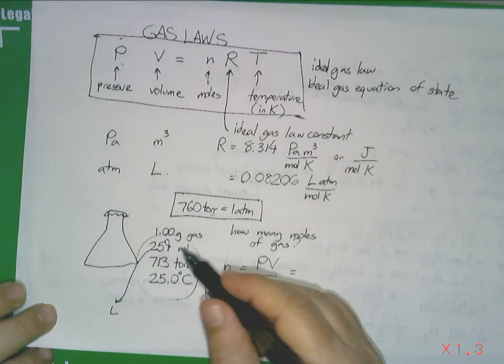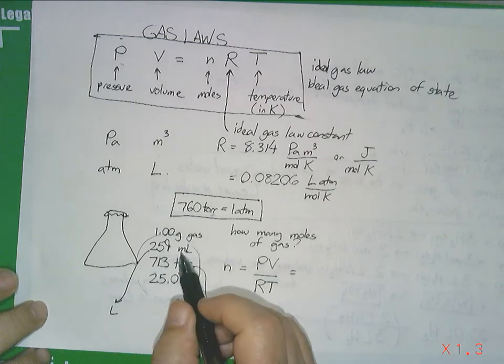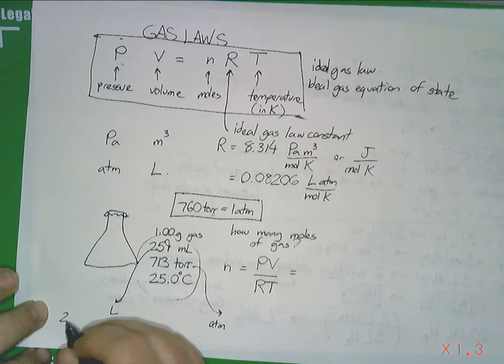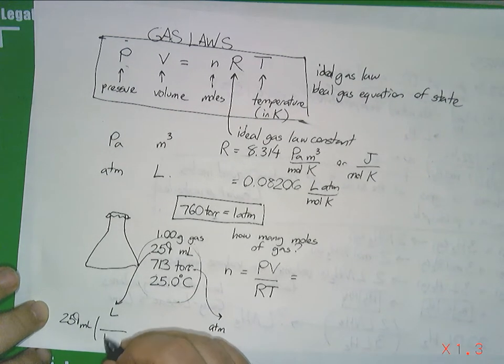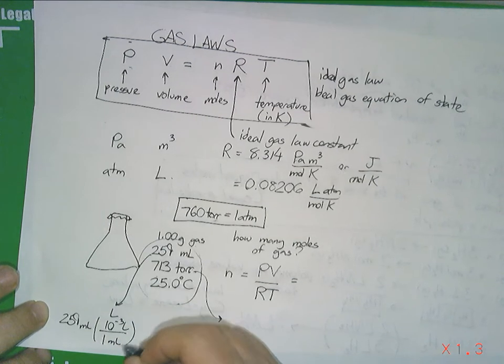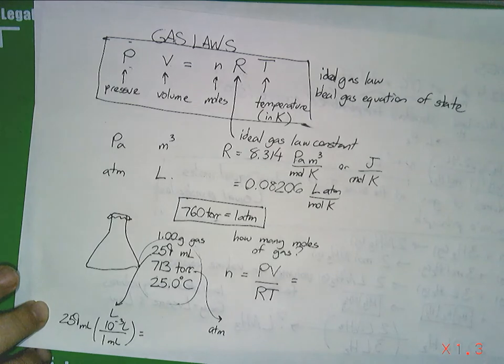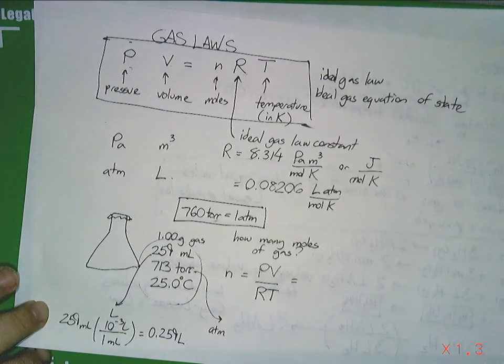Okay, let's figure out how many liters we've got there. Well, we've got 259 milliliters, and I know that 1 milliliter is 10 to the minus 3 liters. So what I really have there is 0.259 liters if I do the math.